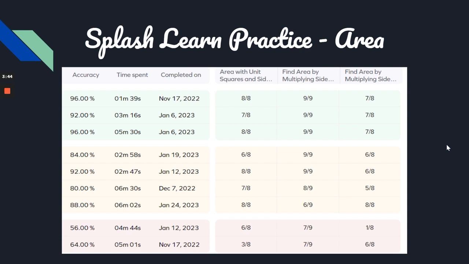Here we have an overview of the SplashLearn practice assigned for area. So students at the top here scored above and were proficient. Students in the middle here are making progress and working towards it. These students at the bottom need a little bit more remediation, as they scored between a 56 to a 64.